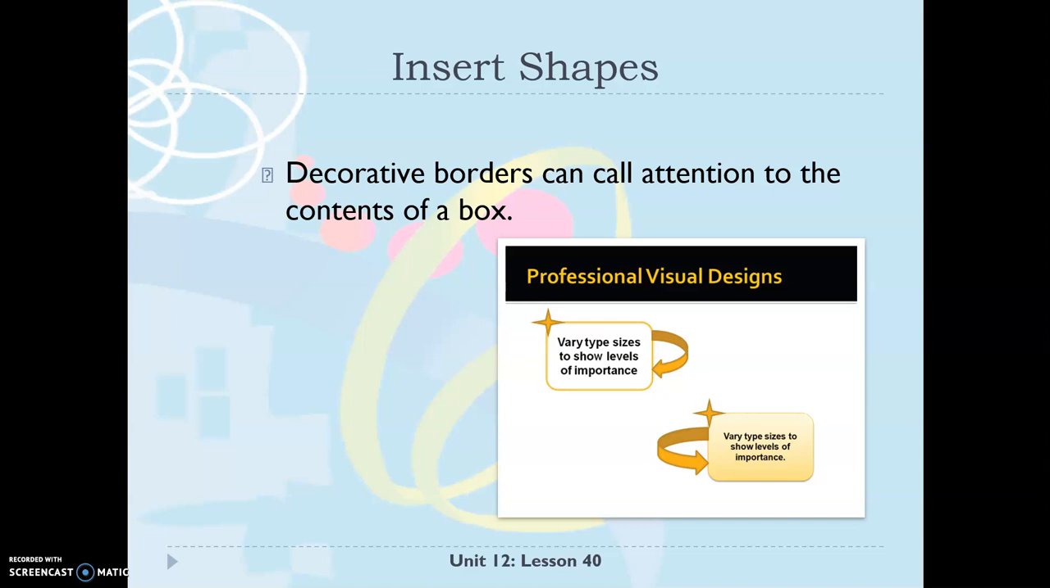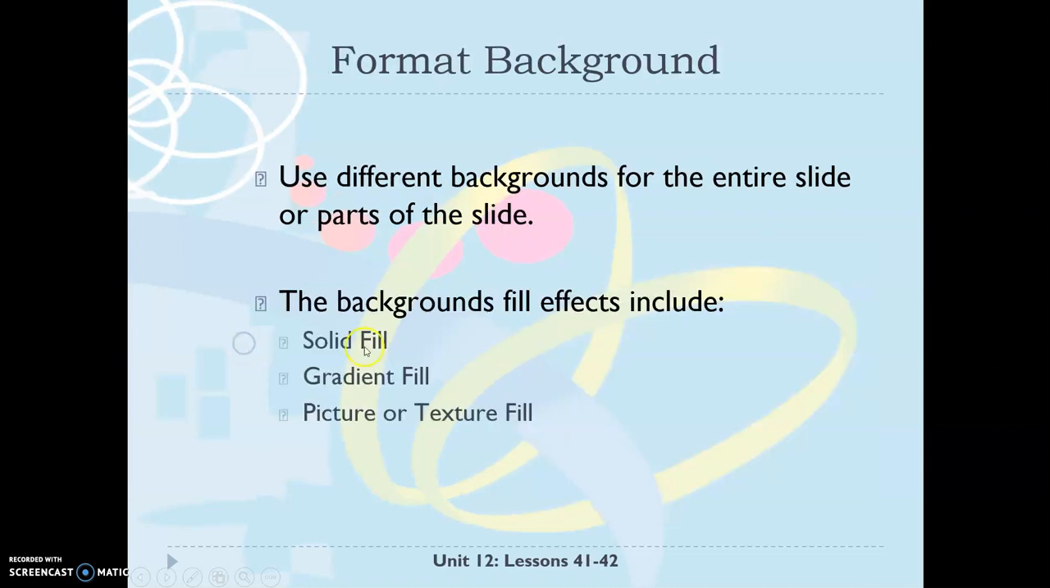So in this case, we have various types of sizes to show levels of importance and then kind of flowing into the various types of sizes to show different levels of importance as well. So if these two boxes were going to be working off of each other, it's a natural progression to see the arrow, move to the next one, and kind of follow through the content as it's being presented.